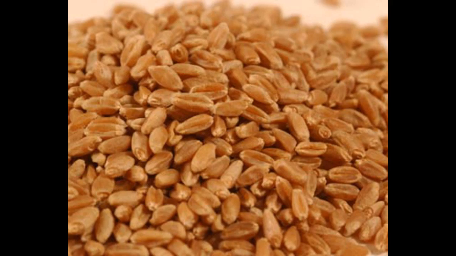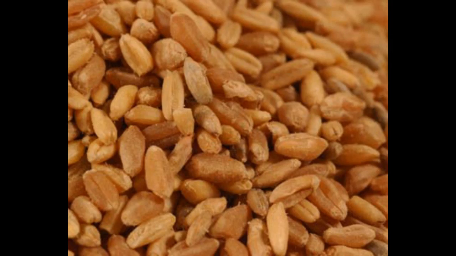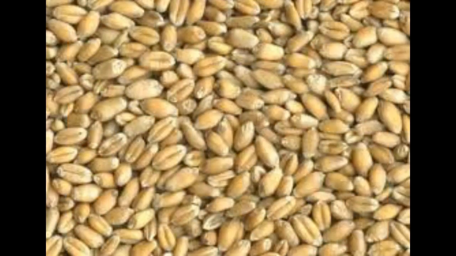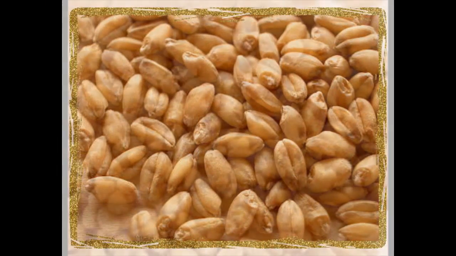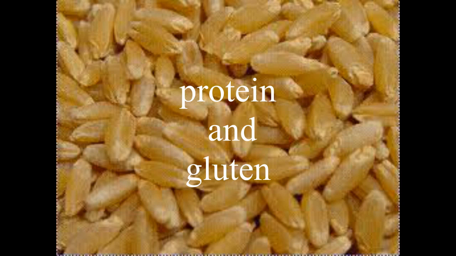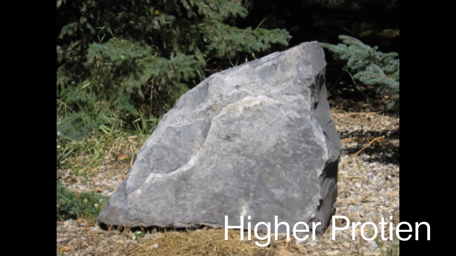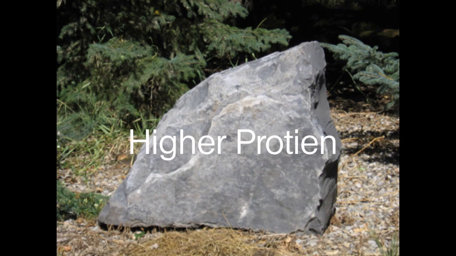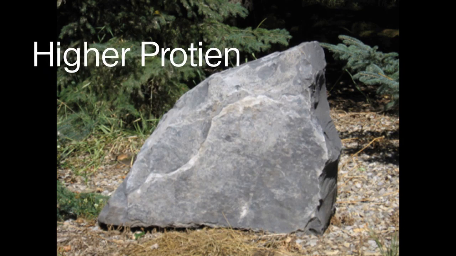There are 6 different classes of wheat: hard red wheat, hard red spring, soft red winter, hard white, soft white, and durum. The end products are determined by the wheat characteristics, especially protein and gluten content. The harder the wheat, the higher the protein content in the flour.